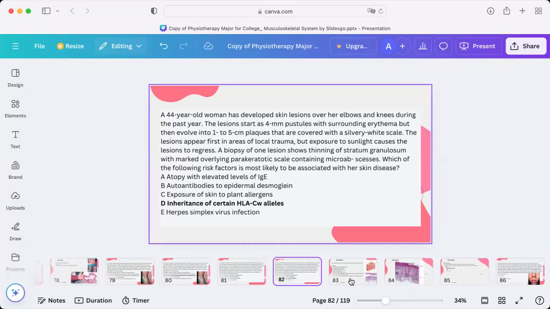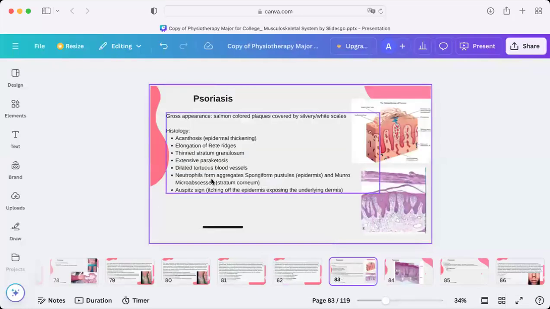Guys, please know that the microabscesses are formed by our neutrophils. They aggregate in the epidermis, and they're going to form the microabscesses. This is extremely high yield for psoriasis. Nasser, you are correct, and I'm glad that you know that as a pathophysiology.